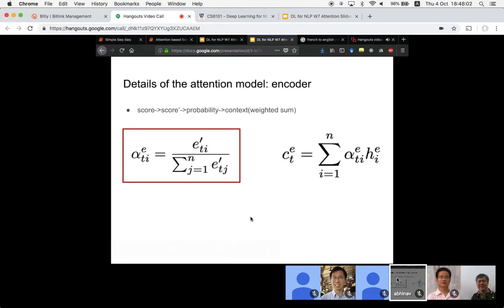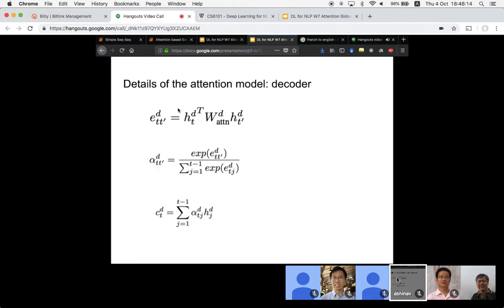Now we get the probability distribution, and then we get the weighted sum, and we call it the context. So it just adds one more thing inside it, just like what I have said. For the decoder, it's the same thing as the encoder: get the score, get the probability distribution, and get the context. So it attends to the decoder itself. It doesn't only attend to the encoders, it also attends to the decoders, so it gets all the information that it already produced.